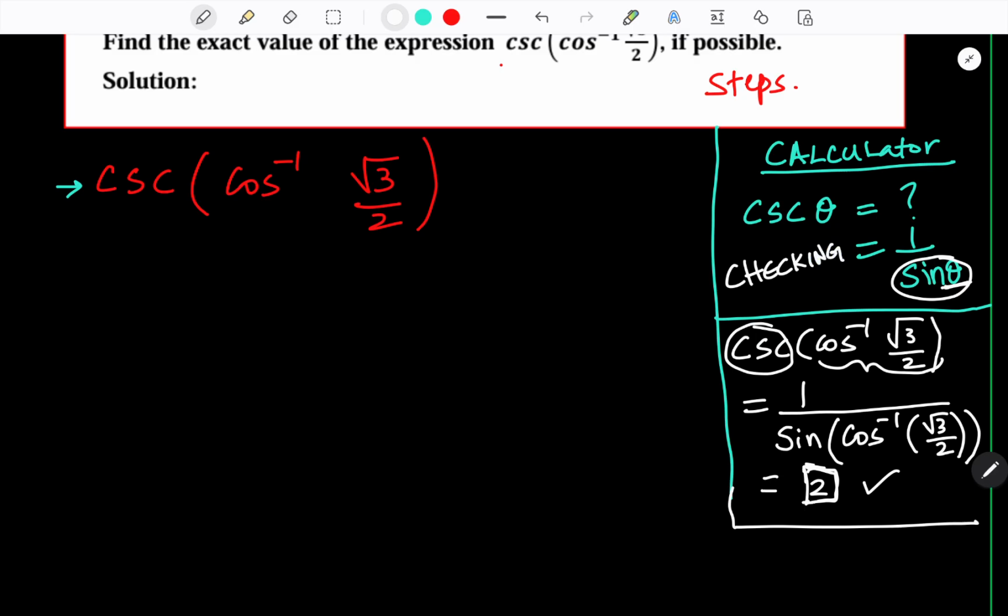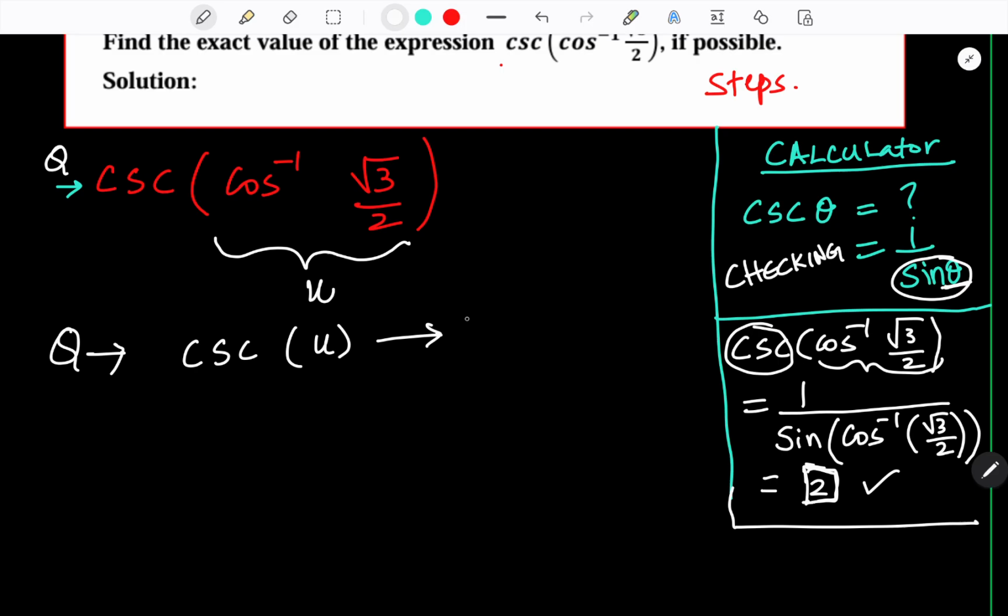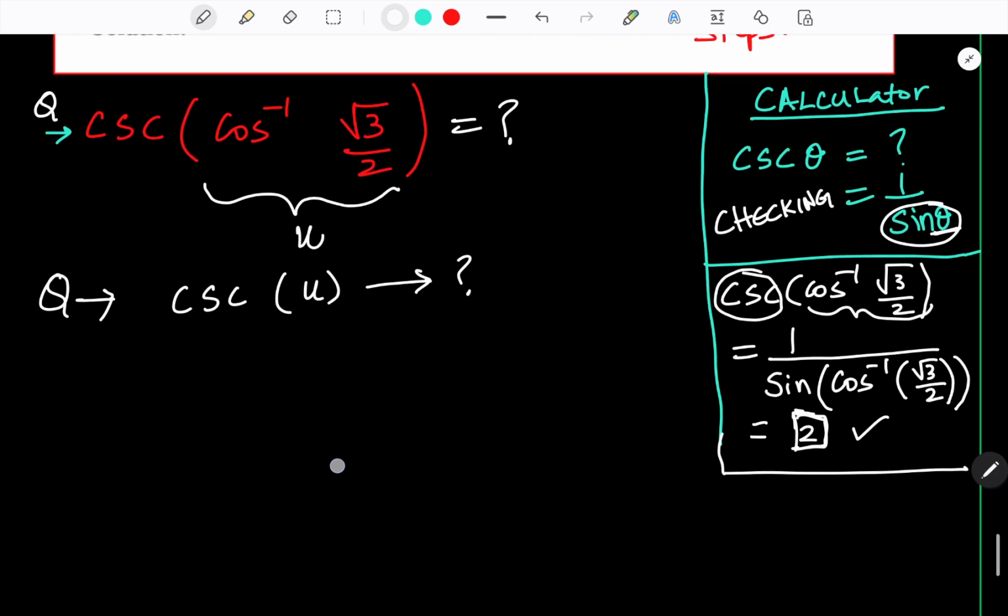Right. What did I say? Something in the brackets, you call it u. If I call this u, what is your question? The question is find cosecant u. Find cosecant u is your question. Clear, everybody? Right, so let's start.